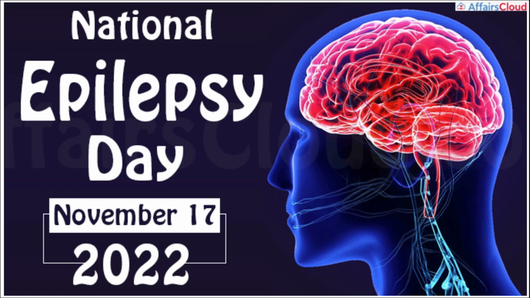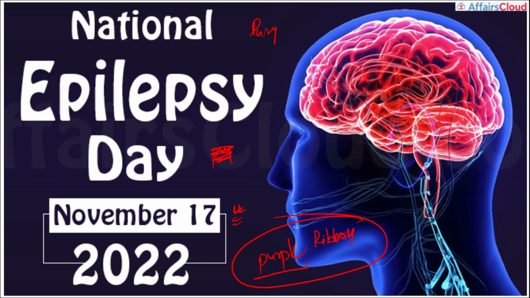Next, National Epilepsy Day. When do we observe National Epilepsy Day? It is observed on 17th of November. Highly important. And remember, the purple ribbon is the symbol of epilepsy. Highly important. This commonly represents pancreatic cancer and epilepsy. Also remember, National Epilepsy Day is also known as Purple Day. Highly important. Remember this. So coming back, friends, National Epilepsy Day is observed on 17th of November.